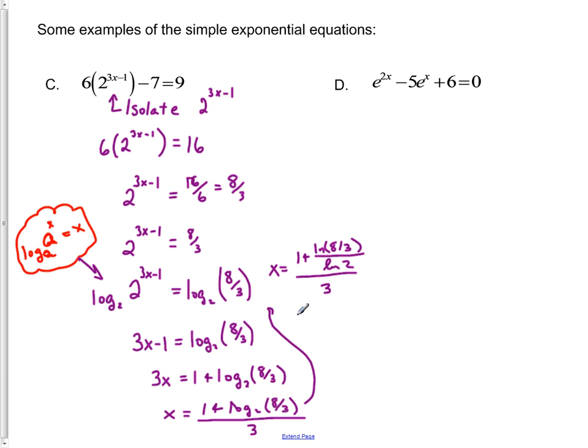Or stating it one more time, even more simply than that, 1/3 is going to be multiplied by the quantity 1 plus, because of the division rule up here, I'm going to take the natural log of 8 minus the natural log of 3, and I'm going to divide that by the natural log of 2. And use this as my exact form solution. Okay, we'll do another one here in just a moment.